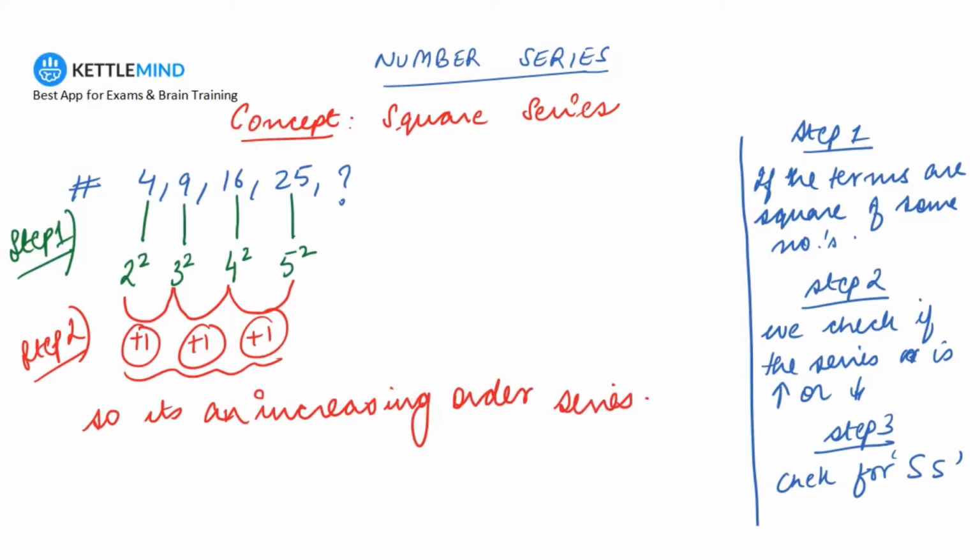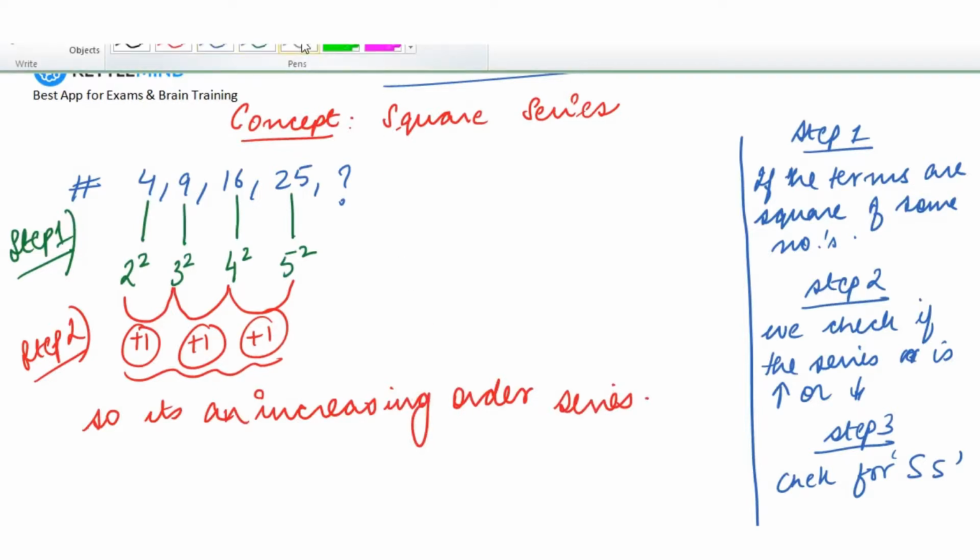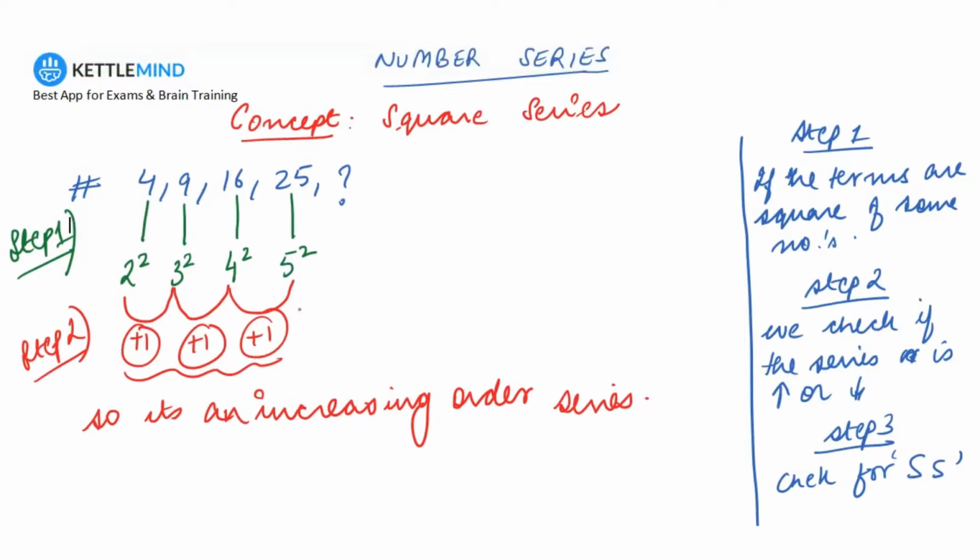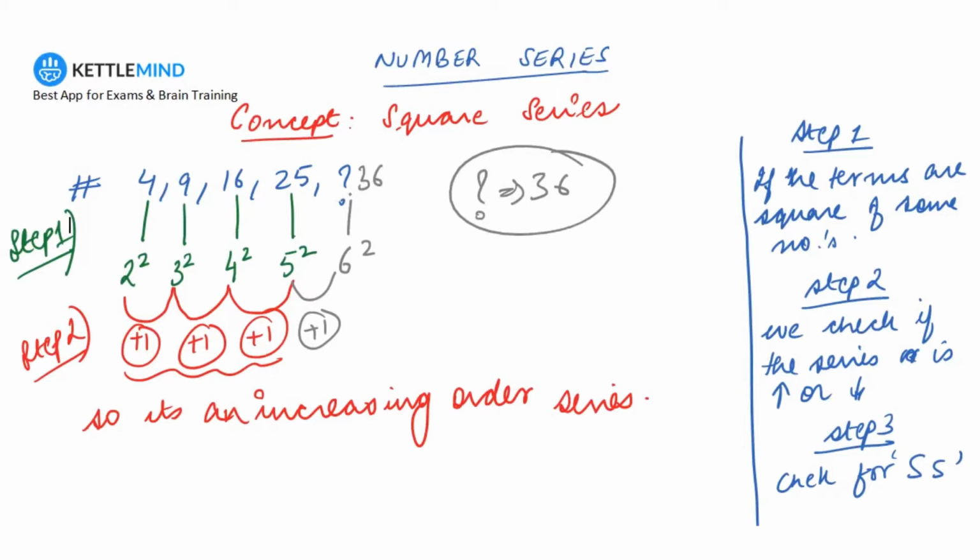So now we stop here. We'll now move back to what we have learned as of now. Since it's an increasing order series, the next term would also be a square term, with a plus 1 increment on 5, which is 6 square. Now 6 square is equal to 36, right? So this question mark gets replaced by 36. Hence, instead of this question mark in the series, 36 will come in. Pretty easy, I'm sure. So we'll do another example to make it more clear if there is some doubt.